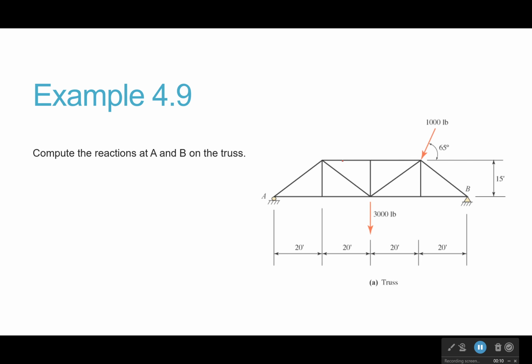So let's keep on doing examples. Working through these problems, practicing. So this is example 4.9, and how does it work? Well, we got a truss and we want to compute the reactions. Luckily we don't care about anything on the internal forces, none of those matter. All we care about is our reaction forces right now. We're just mastering that skill.